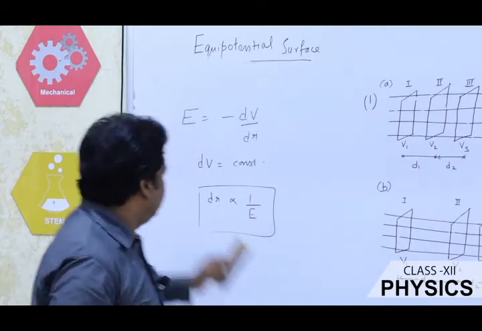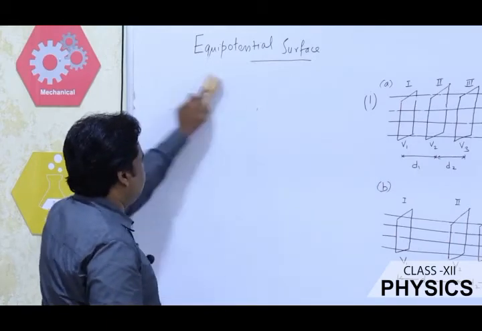Now the fourth important property: no two equipotential surfaces intersect each other.